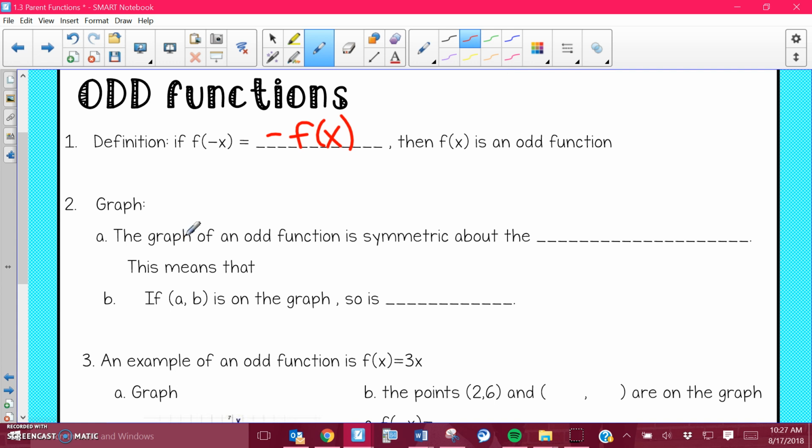The graph of an odd function isn't symmetric about the y-axis. It's going to be symmetric about the origin.